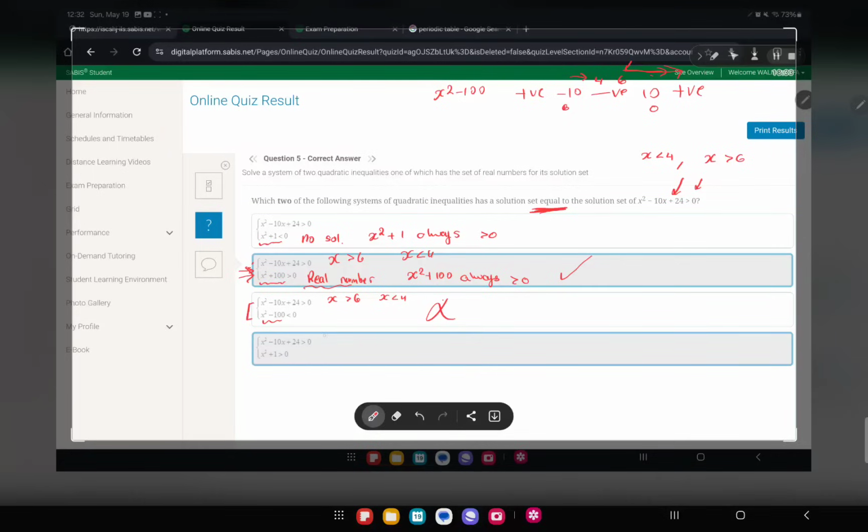x squared minus 10x plus 24 greater than 0, same thing. We said x greater than 6, x less than 4, same solutions. x squared plus 1 greater than 0, remember we said it's true because it's real numbers, because x squared plus 1 is always greater than 0. So obviously if the solution is all real numbers, then it's going to fit with x less than 4 and x greater than 6.